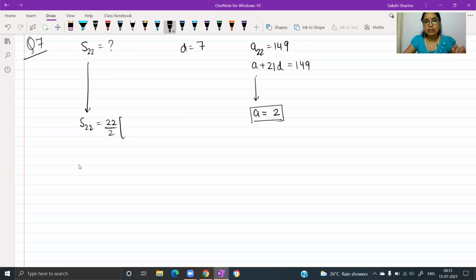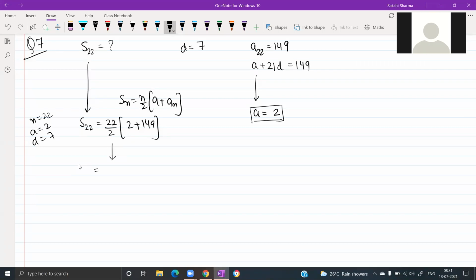22 by 2 in the brackets, 2 plus 149. This is the formula I'm using, Sn equals n by 2 times (a plus an). n has been used as 22. The value of a is 2. The common difference is 7. What's the answer for S22? 1661.